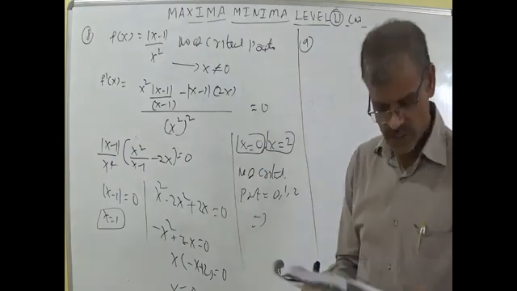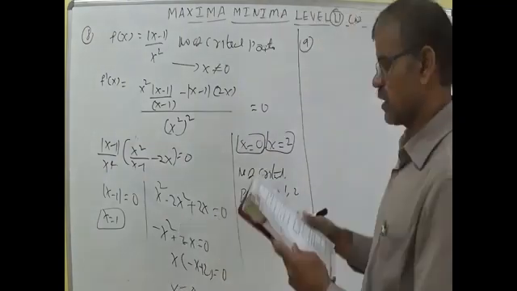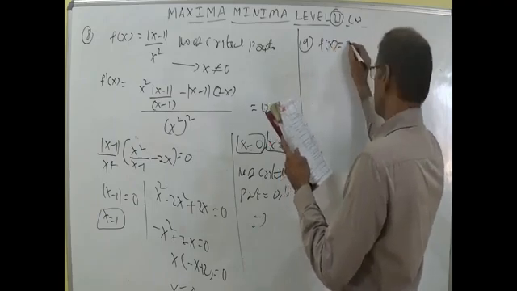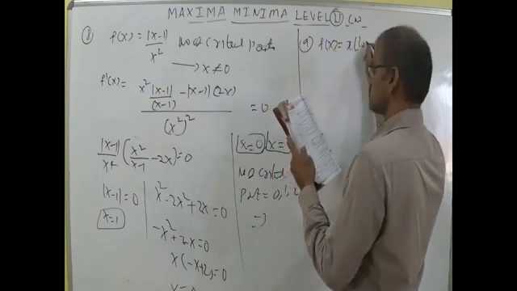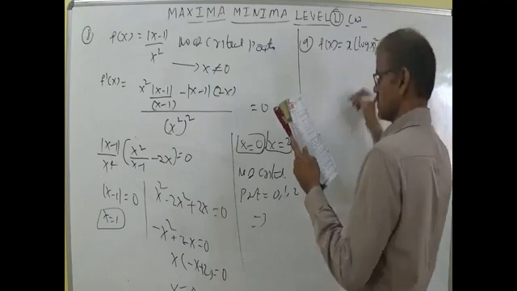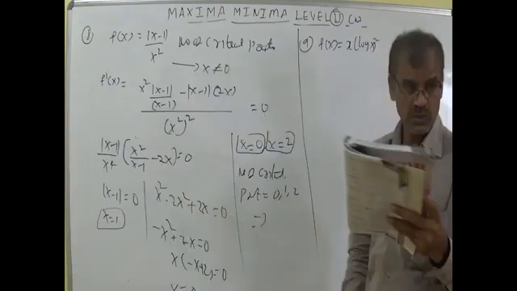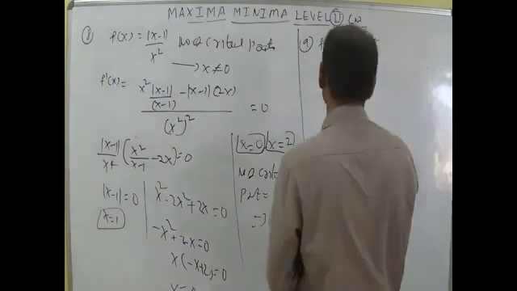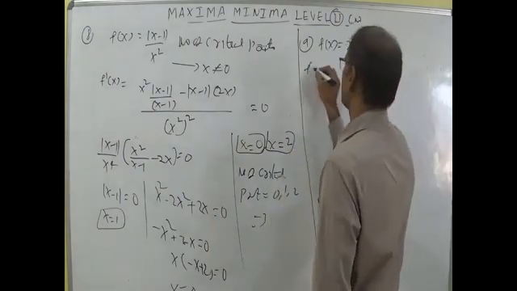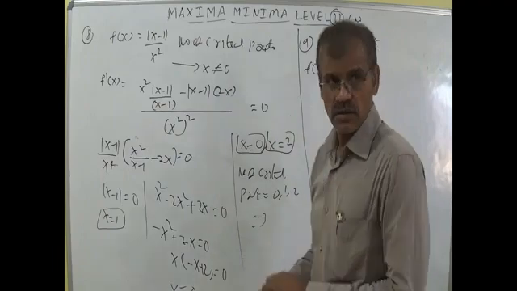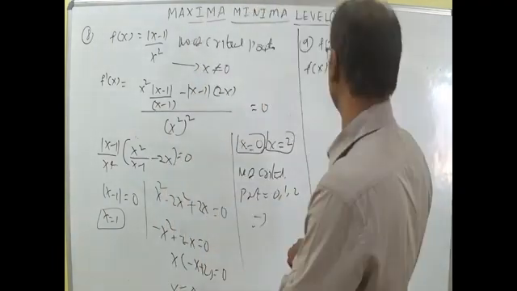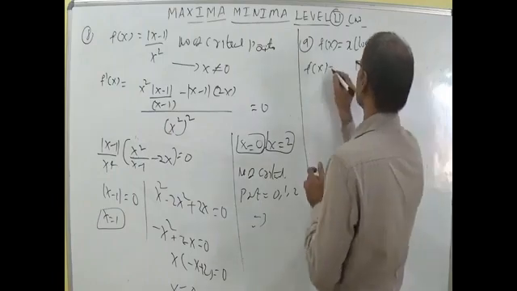Let us discuss the 9th question. f(x) = x (log x)². Then f is stationary at which one? To calculate where it is stationary, where it is stationary means f'(x) = 0.